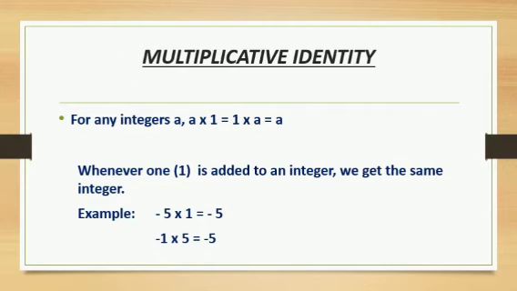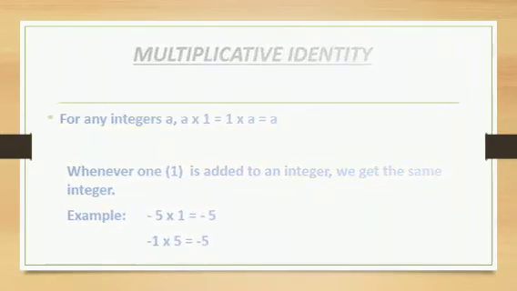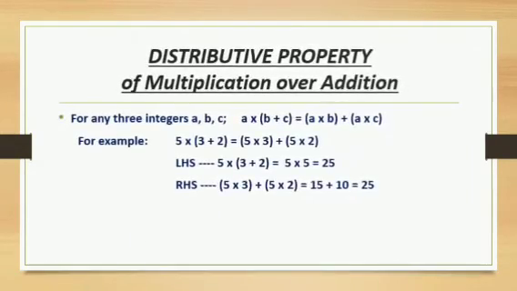Next is multiplicative identity. For any integer a, a into 1 is equal to 1 into a is equal to a. Okay, as we know already, whatever is multiplied with 1, you will get the same answer. The same thing here. Whenever an integer is multiplied by 1, we get the same integer.